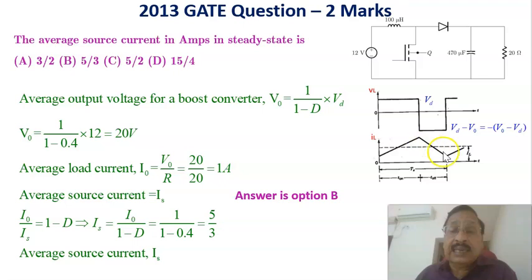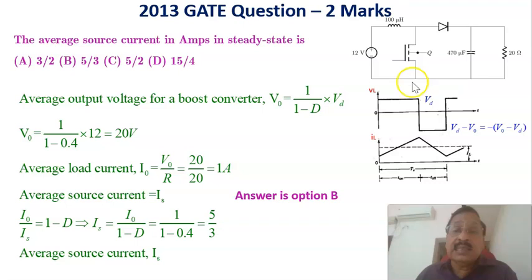Therefore, this is the current at the input side. This is during the on period, and this is the current through the inductor during the off period. The question is: what is the average value of this source current, or the average value of the inductor current, because the inductor current is the same as the source current? Now, to find the average value of the inductor current or source current, let us see.